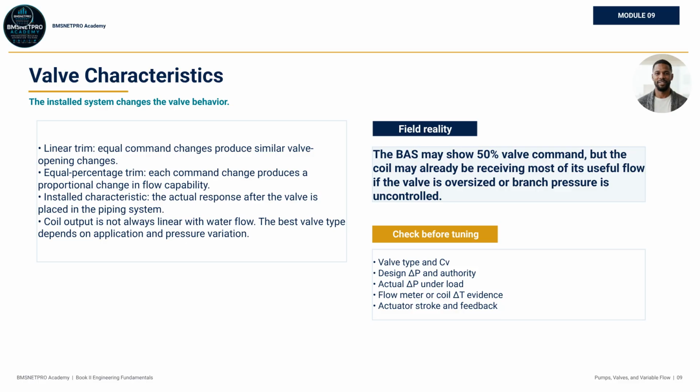Valve trim can be linear, equal percentage, or another characteristic. But the valve on a submittal is not the whole story. Once it is installed, the piping system changes the real behavior. This is called the installed characteristic.